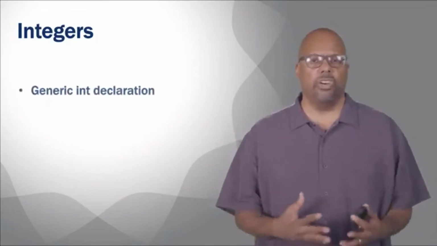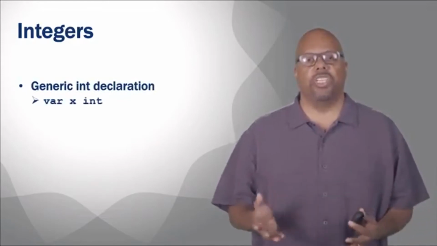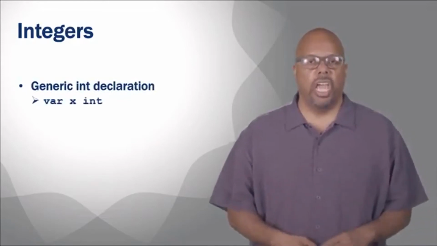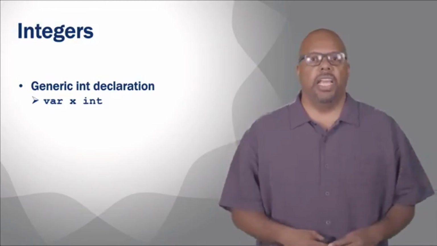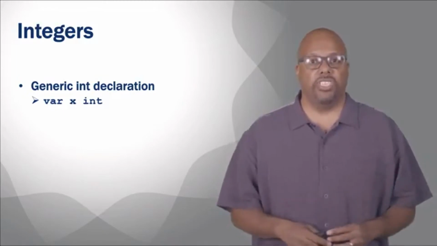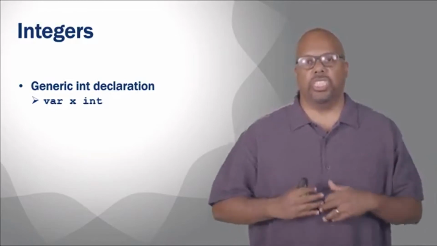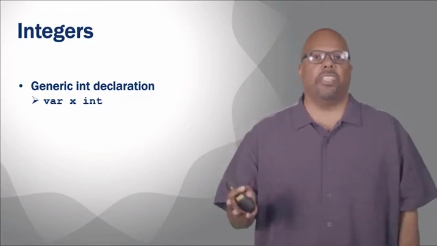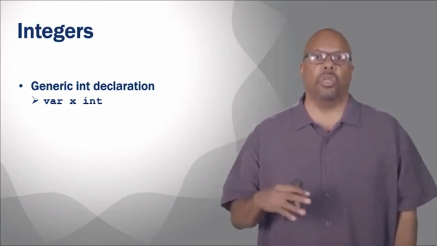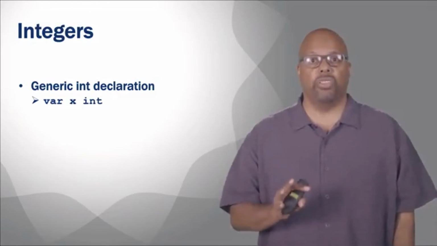So besides the comments and the printing, let's start talking a little bit about integers and the nature of integers. First there's a generic int declaration. We've already declared some integers, var x int. Now there are different varieties of integers. Generally, for the most part, we're not going to care. We just say var x int and leave it to the compiler to figure out what length of integer to use most of the time.